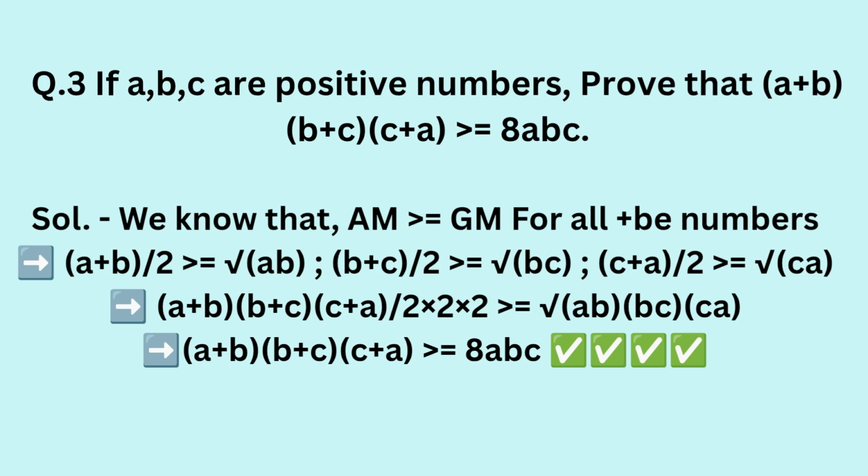Since a, b, c are positive, all terms are positive. We can multiply all three inequalities without any sign change. After this, we get (a plus b) into (b plus c) into (c plus a) is greater than or equal to 8 into a into b into c. This completes the proof.